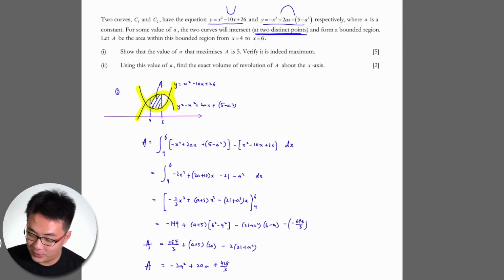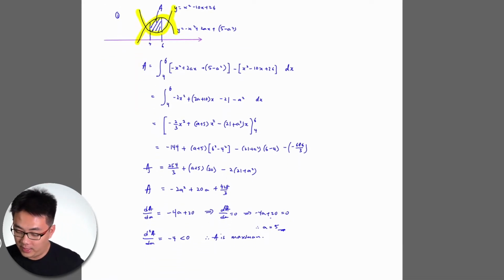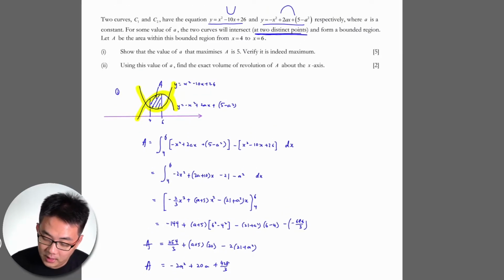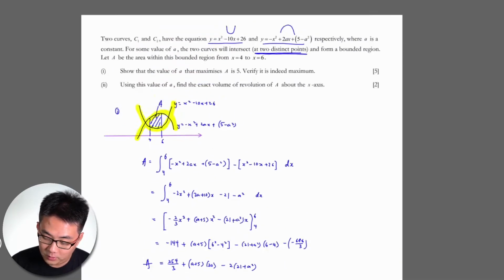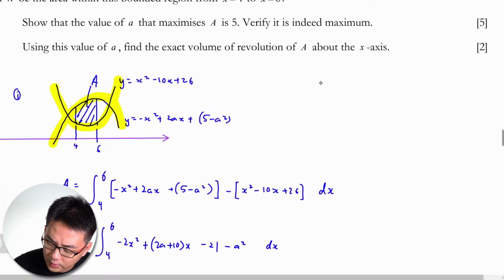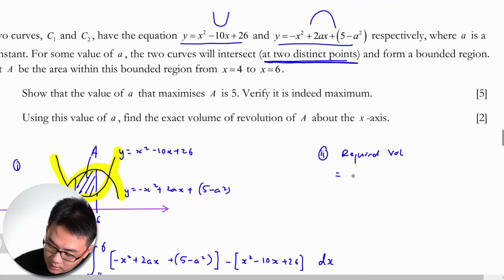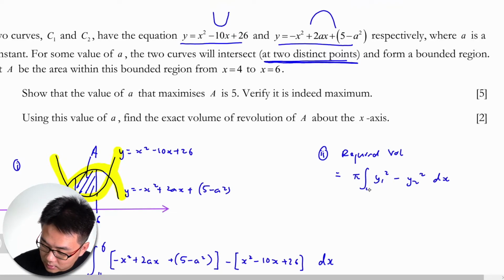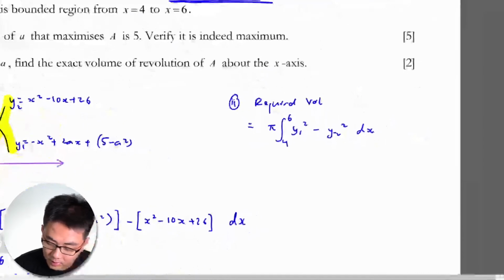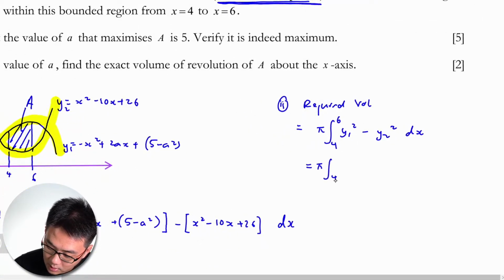Find the exact volume of revolution using this value of a, so this is 5, right? You're asked to find the exact volume of revolution. So I think this is pretty okay. Nothing fancy there. So what we're gonna do is the exact volume will just be the required volume. Because we have a now, we're gonna take pi y1 square minus y2 square. So this is 4 to 6. So you take the top one, which is y1, minus the bottom one, y2. Nothing really difficult here. Minus x square.